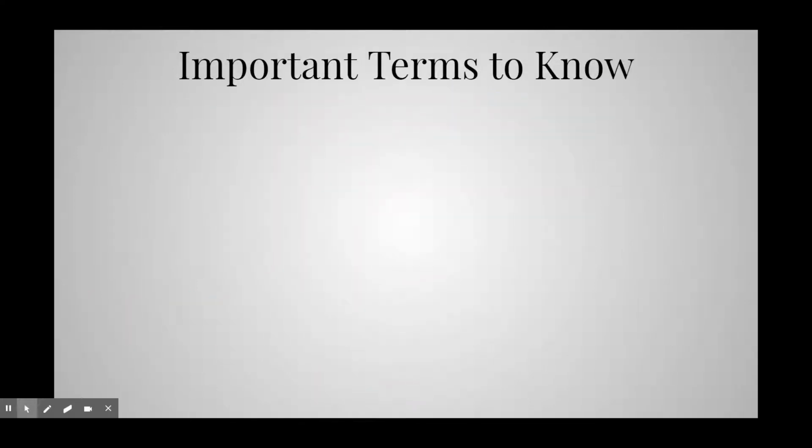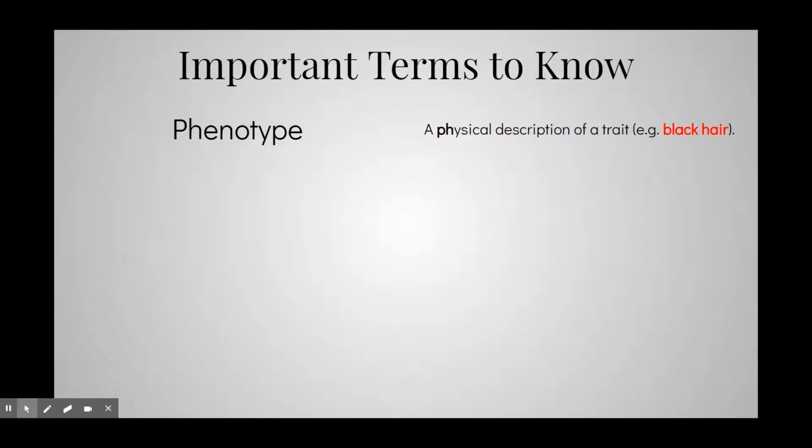So some important terms to know as it relates to genetics. Phenotype. A phenotype is a physical description of a trait. So this might, for example, be black hair.